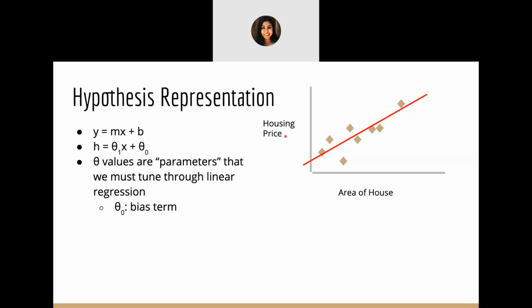So we all know from basic algebra that the basic equation for a line is y equals mx plus b. So for this problem, we'll just use h as the name of the function and theta 1 and theta 0 as replacements for m and b. So these are just parameters that we have to tune through linear regression so that we can get the best possible h for our data. And theta 0 has a special name called the bias term.